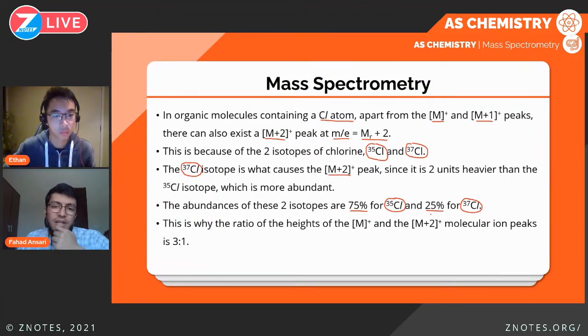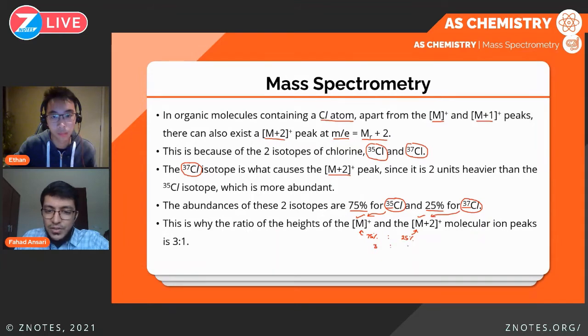That is why the ratio of the heights of the M peak caused by chlorine-35 and the M plus two peak caused by chlorine-37 is basically going to be 3:1. If I compare the heights, this has a 75% abundance thanks to chlorine-35, and this has an abundance of 25% thanks to chlorine-37. So when I take the ratio, this turns out to be 3:1. If you have an M peak and an M plus two peak, and the ratio of their heights is roughly 3:1, that means you have one chlorine atom present in your organic molecule.